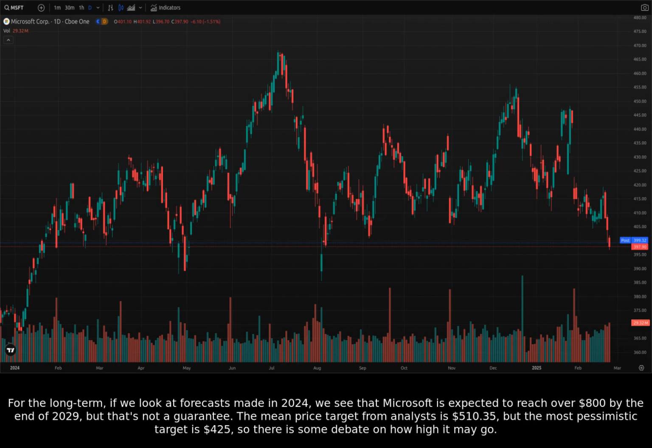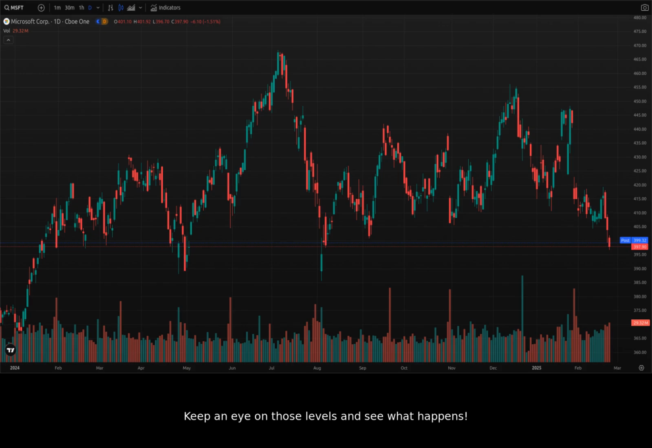The mean price target from analysts is $510.35, but the most pessimistic target is $425, so there is some debate on how high it may go. Keep an eye on those levels and see what happens.